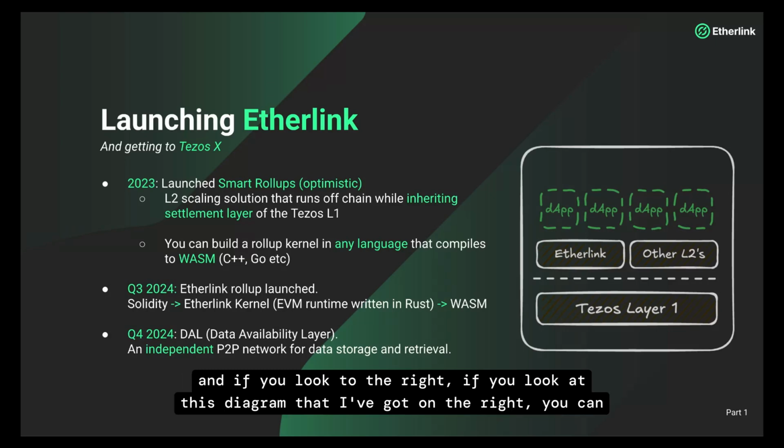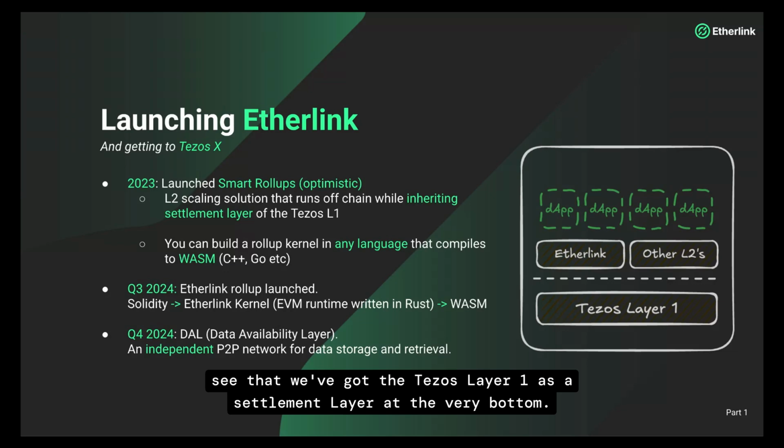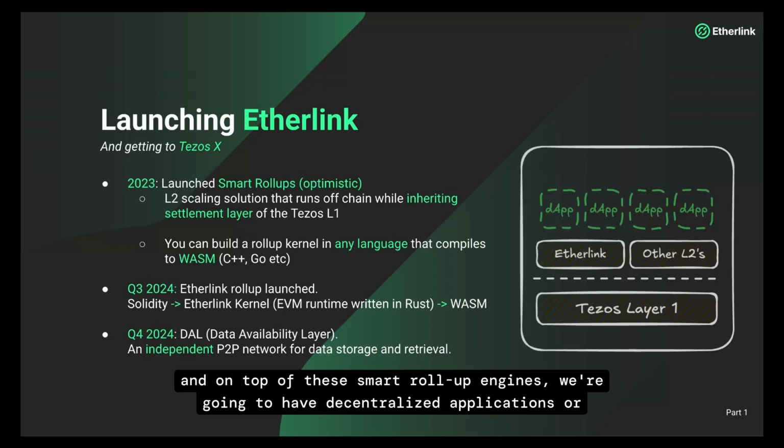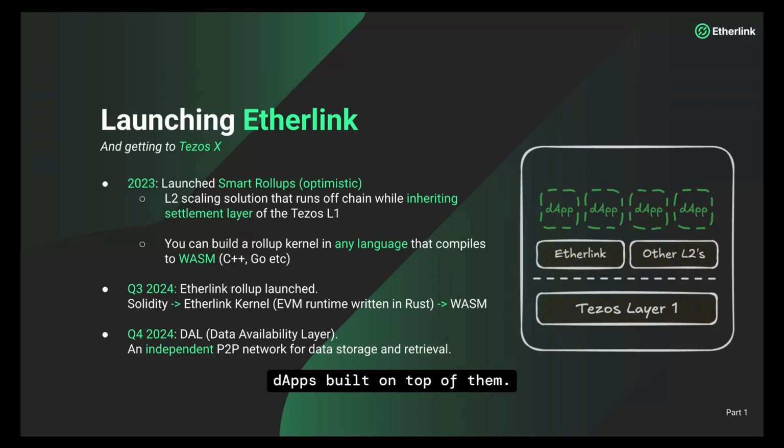If you look at this diagram that I've got on the right, you can see that we've got the Tezos Layer 1 as a settlement layer at the very bottom. And then we have smart rollups built on top of that. Etherlink is one of those smart rollups, and we've also got other Layer 2s coming as well. So we've got Jstz, which is a JavaScript runtime. And on top of these smart rollup engines, we're going to have decentralized applications, or dApps, built on top of them.